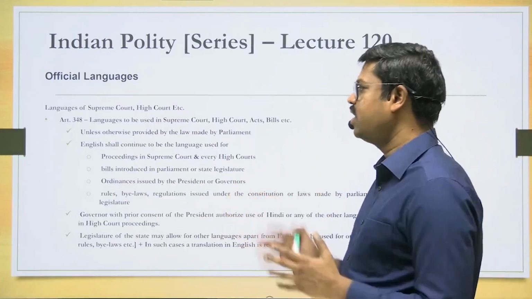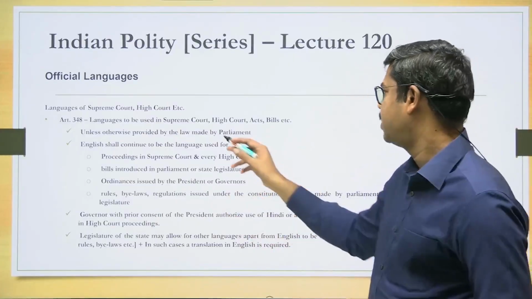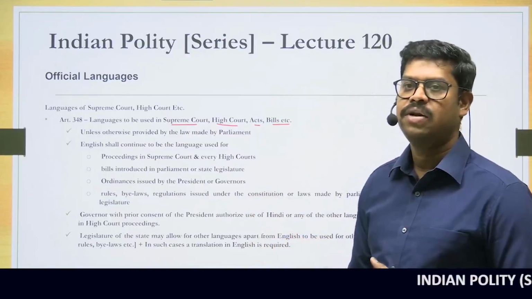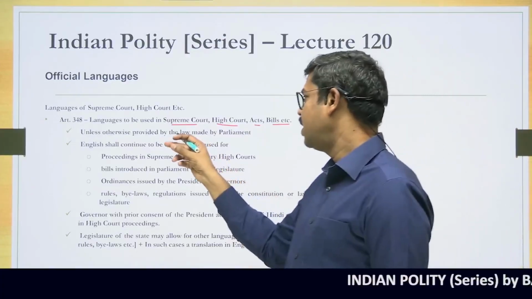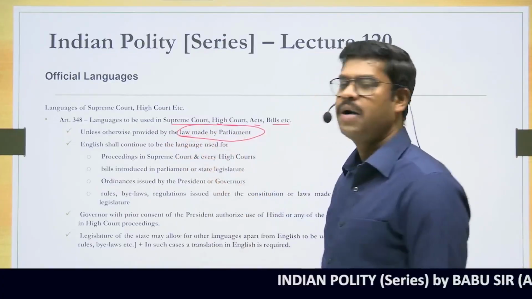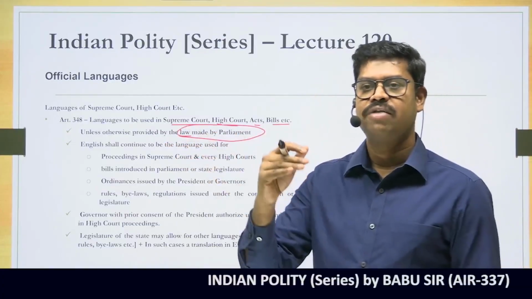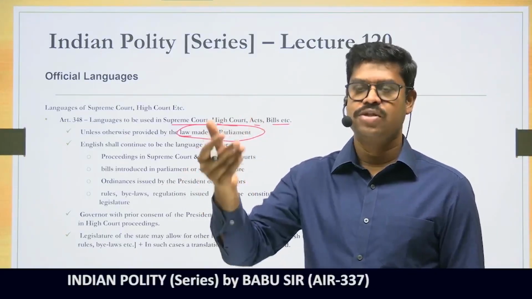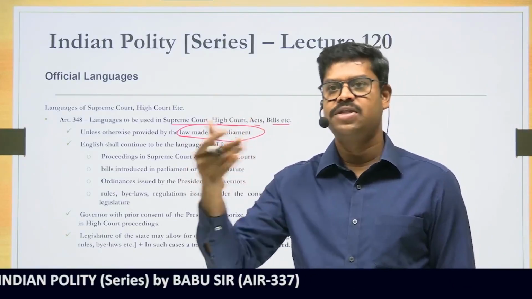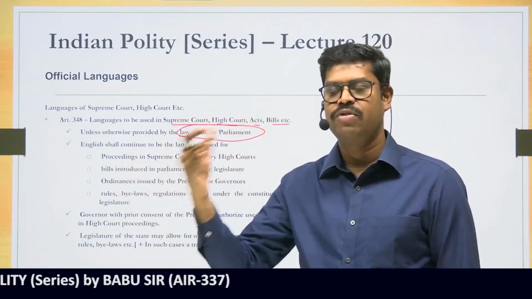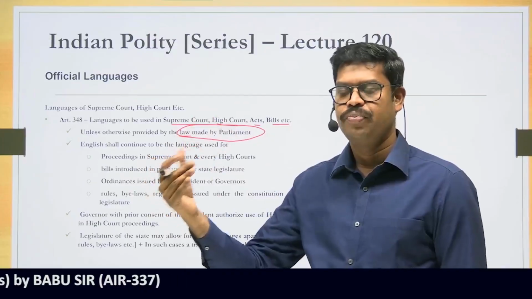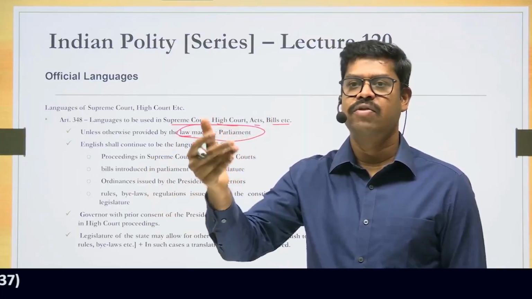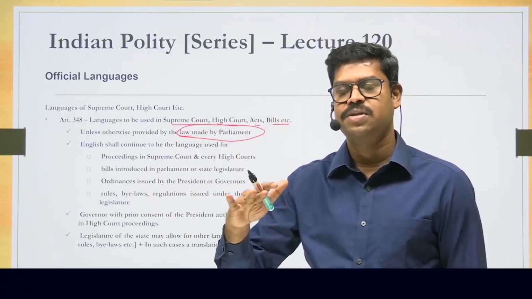So what is the general thing that you have to keep in your mind with regard to the official languages in the Supreme Court, High Courts, acts and bills to be enacted in the Parliament and state legislature? Unless otherwise provided by a law made by the Parliament. If a law is made by the Parliament and if that law explicitly specifies a particular language which is to be used for bills in the Parliament, state legislature, and the proceedings in the Supreme Court and High Court, then that language has to be used for all these purposes.